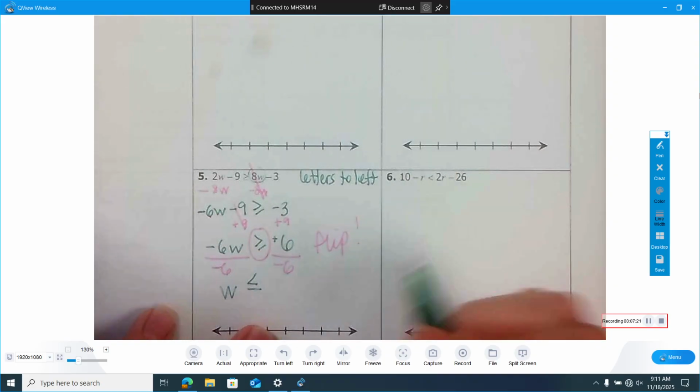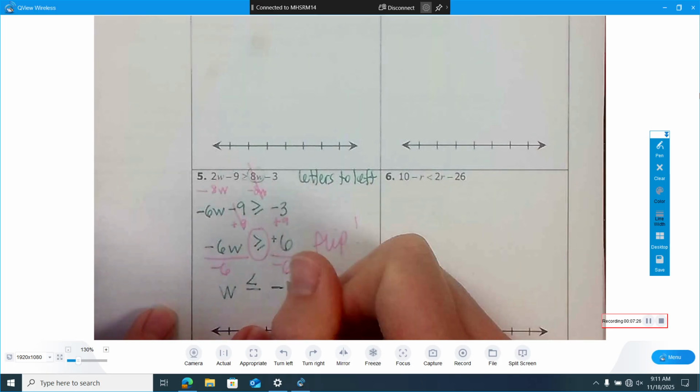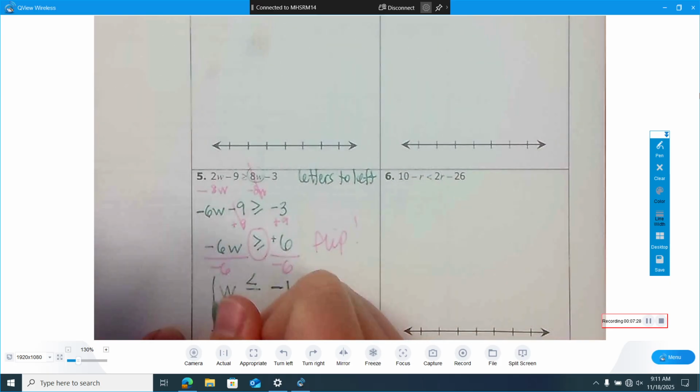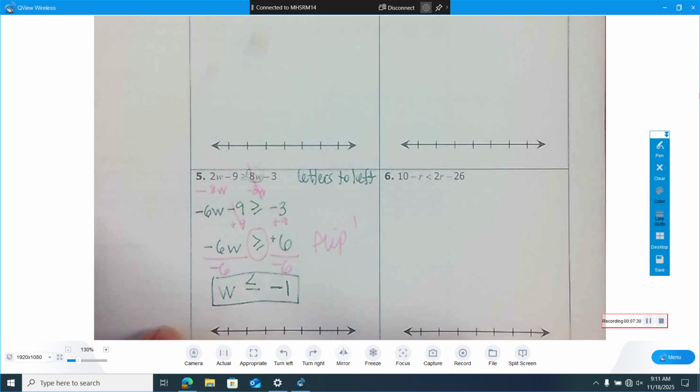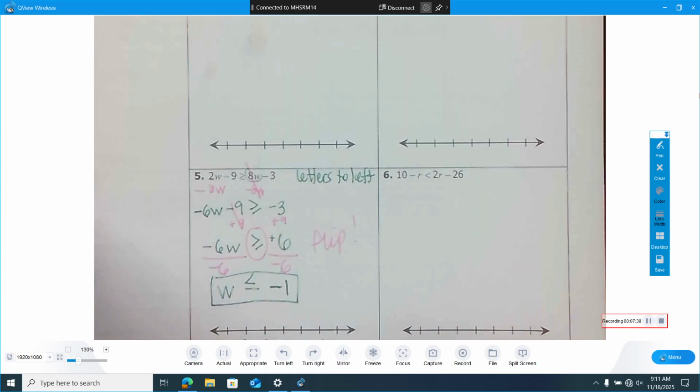Positive divided by negative is negative, and 6 goes into 6 one time. All right, so there's our inequality statement. You got -1. To the right would be 0 and 1 and 2. To the left, -2 and -3.